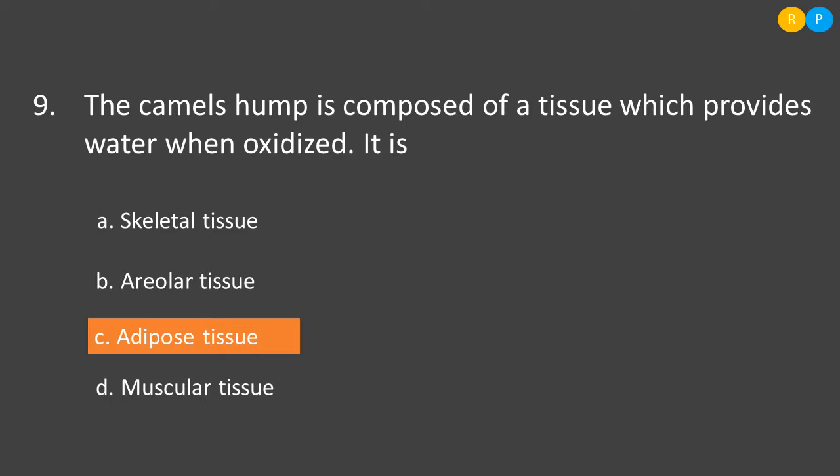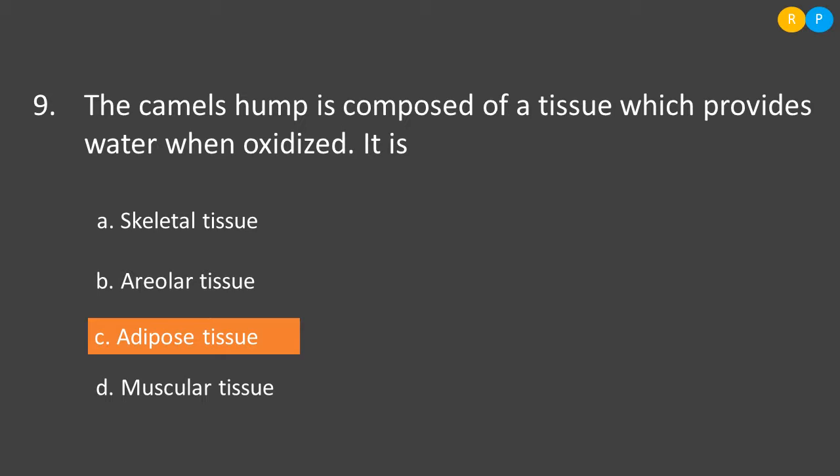One more help the animal gets from the hump is that it consists of adipose tissue. Adipose tissue will be storing fat. So when oxygen is utilized for the oxidation of fat, it releases water. That water is utilized by the animal. So it helps the animal to survive in a xeric environment.